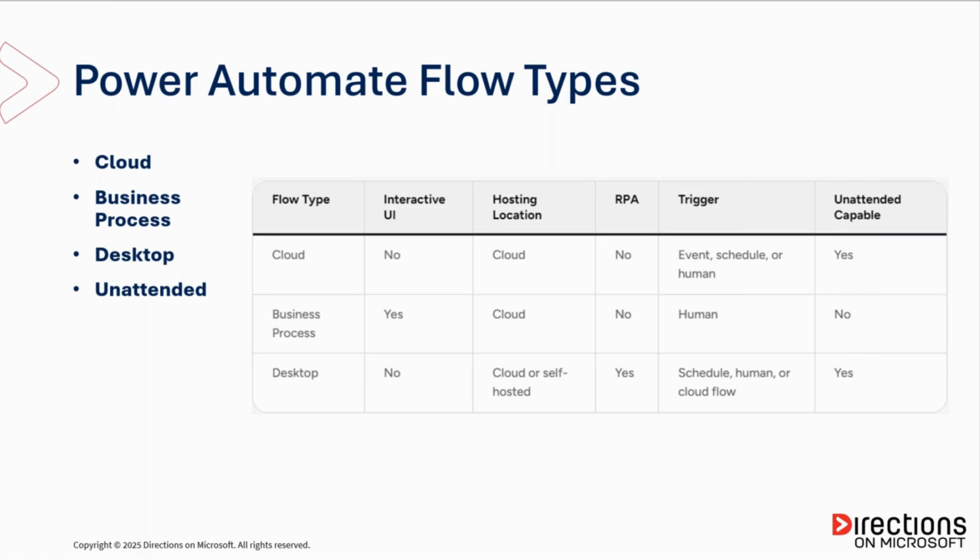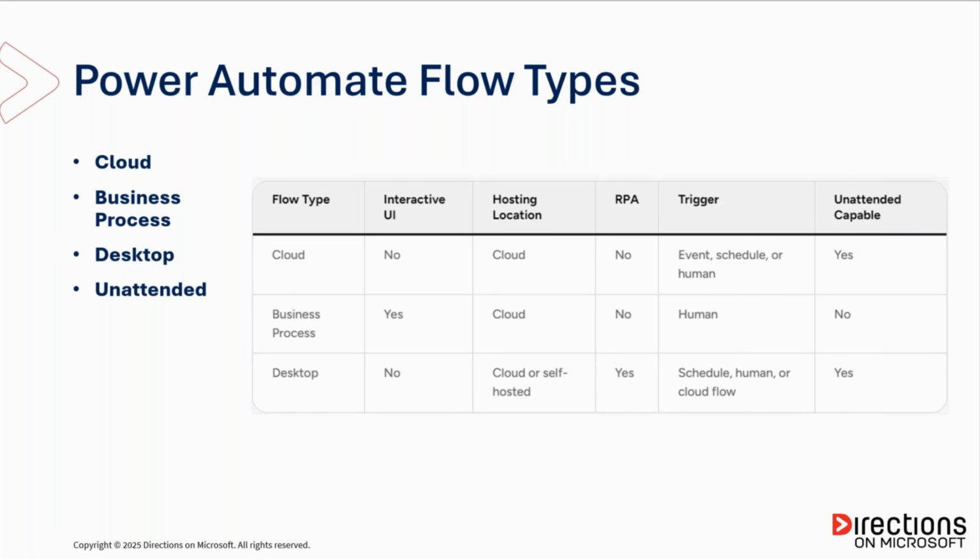Then you have business process flows. These guide a user through the steps of a business process. These are interactive flows. They have UIs, and they can require approval from users to proceed through their steps. So for example, a business process flow could guide a user through a customer service procedure, a sales lead follow-up, or the steps to provision equipment. And you have desktop flows. These run processes on a local machine or customer-hosted VM.